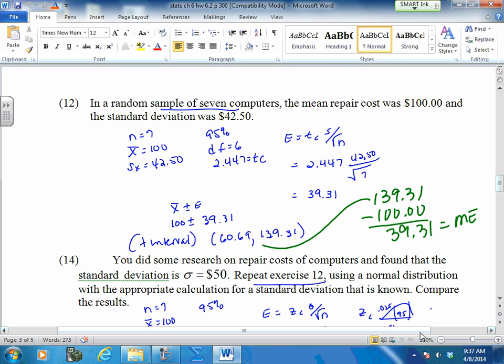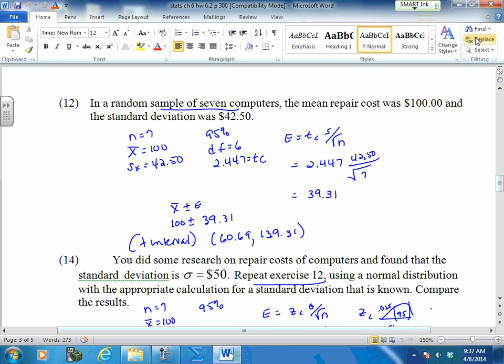It was 95. But degrees of freedom is 6. Your TC uses DF on the top. It uses your DF.